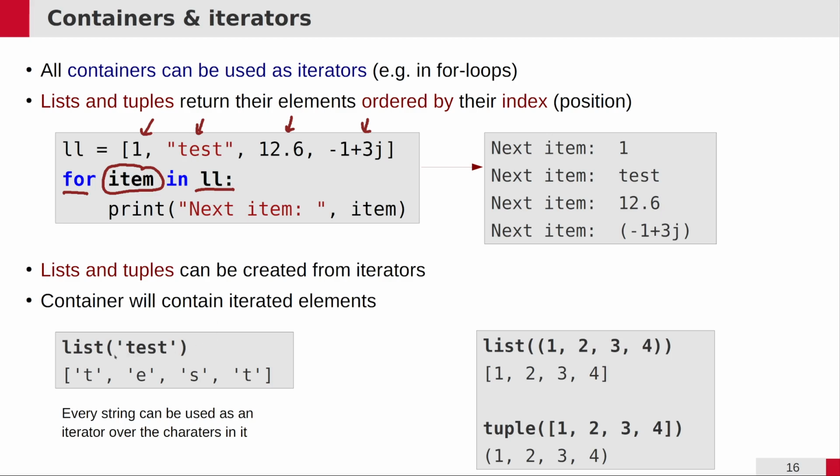So for example, if I have a string test, and the string test is a container and something we can iterate over. If we iterate over it, we get at every iteration, as we have seen last time, every character of the string one by one.